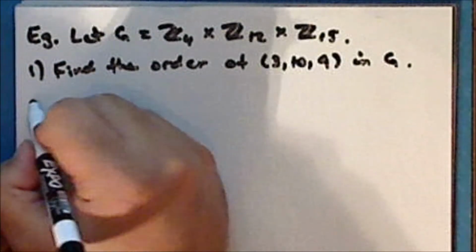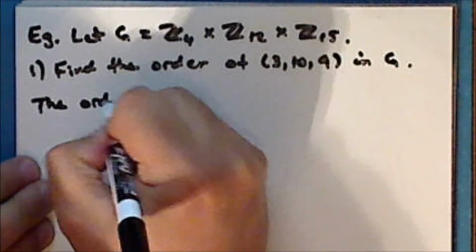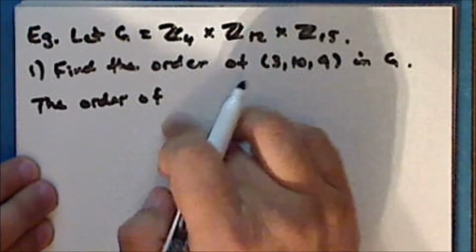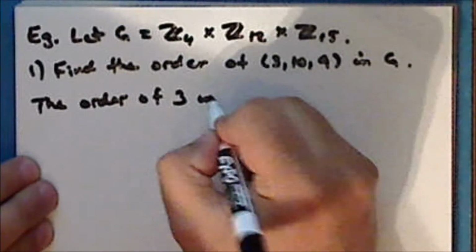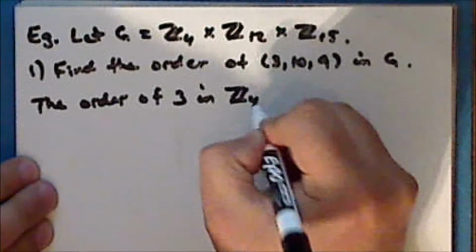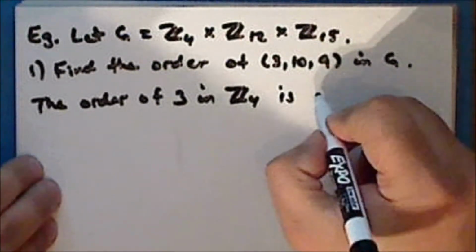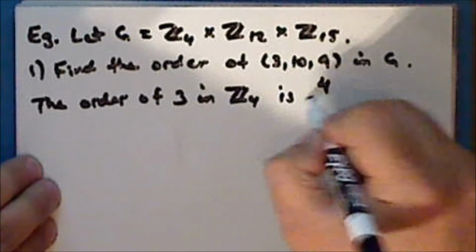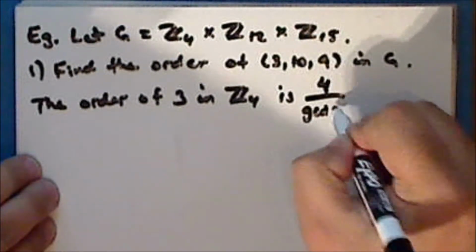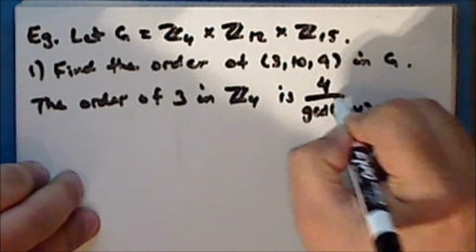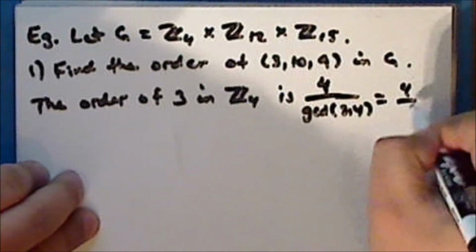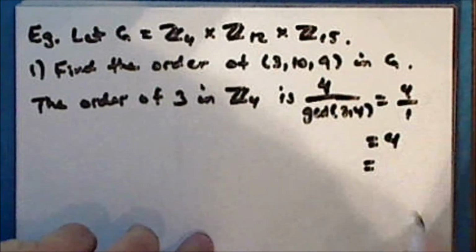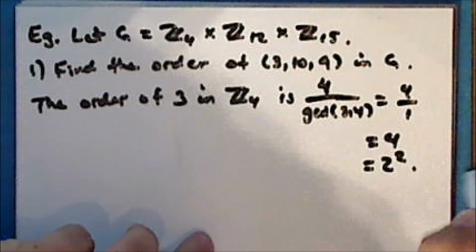Now the order of the element 3 in the integers modulo 4 is the order of the group, which is 4, divided by the greatest common divisor of 3 and 4. This is 4 divided by 1, which is 4, or 2 squared.